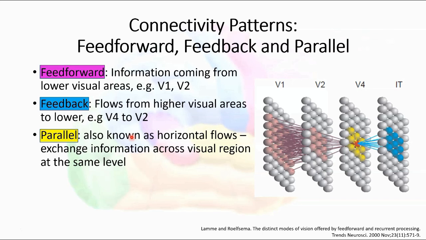Feedback connection is where the information flows from higher visual areas to lower visual areas, for example from V4 to V2. While parallel connection, also known as horizontal flow, is the exchange of information across a visual region at the same level, which is within the V4 region itself, or within the V2 region itself.